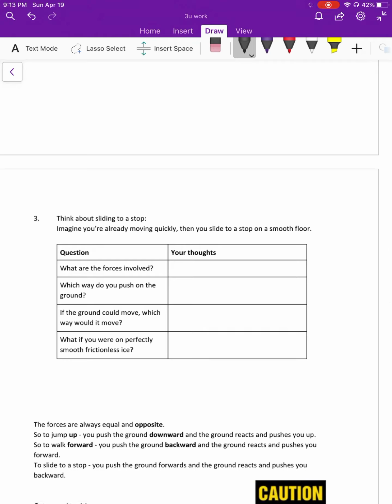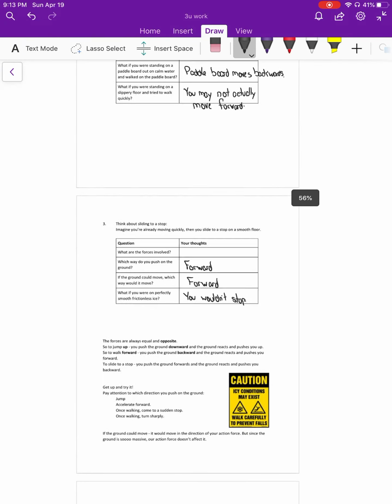Okay, last little one. If you slide to a stop, you push the floor forward, and the floor pushes on you. If the ground could move, it would move forward. Maybe if you've ever run and stopped on a carpet that's on hardwood, you would slide on the carpet across the floor. If you're on perfectly frictionless smooth ice, you wouldn't stop, even though you're pushing forward, because the floor can't push back on you. That's kind of what I was looking for in those little charts in there.